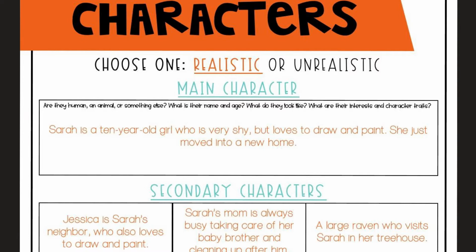So let's read about some of her secondary characters. Jessica is Sarah's neighbor who also loves to draw and paint. Sarah's mom is always busy taking care of her baby brother and cleaning up after him. A large raven who visits Sarah in her treehouse. So, Sarah's the main character, Jessica, Sarah's mom, and a raven are secondary characters.